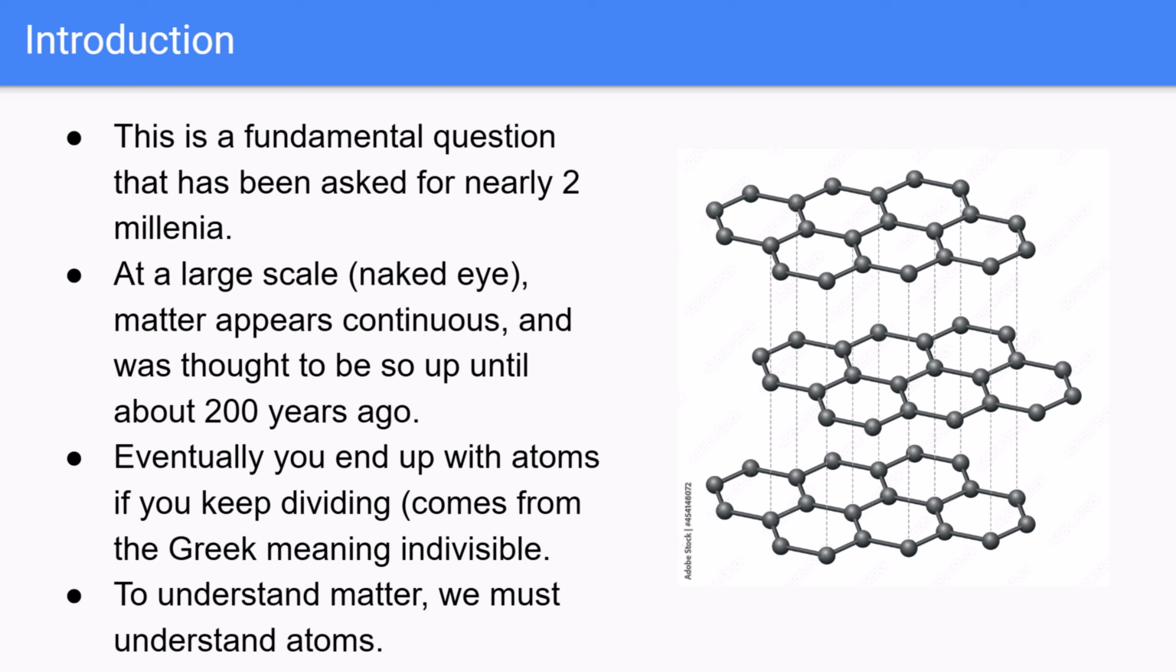But at a large scale, matter appears to be continuous, right? We can't see these individual atoms. We can't see these individual components that make up matter. And it was thought to be so up until about 200 years ago.